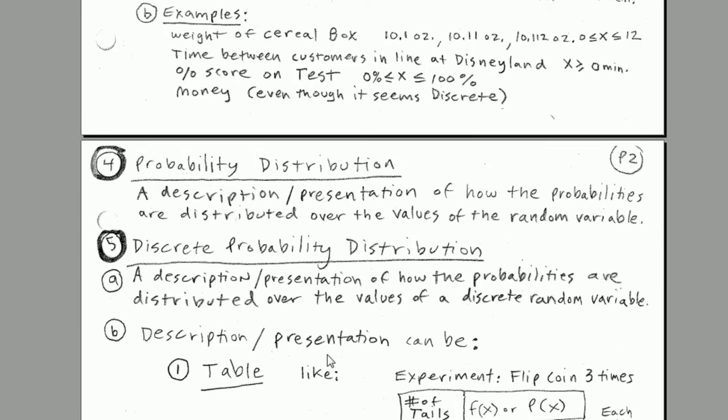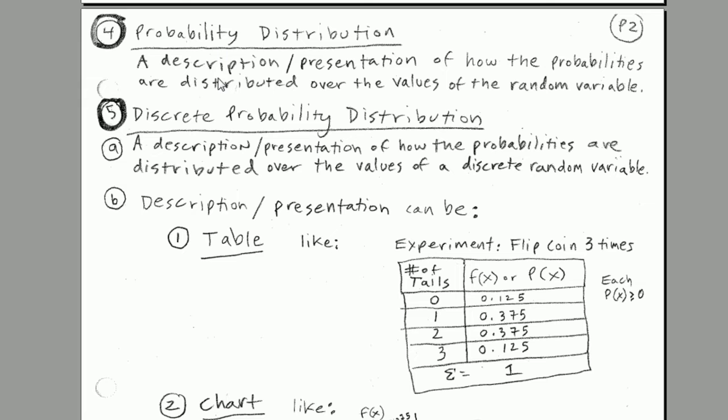Now, what we're really after is probability distributions. And a probability distribution is just a description or presentation of how the probabilities are distributed over the values of the random variable. If you think back to last chapter, we did frequency distributions with relative frequency and cross tabulation. There, we just had all of the percentages for some categories, and they had to add up to 1. So that's a description of the probabilities distributed, in our case, in this chapter, over a random discrete variable.